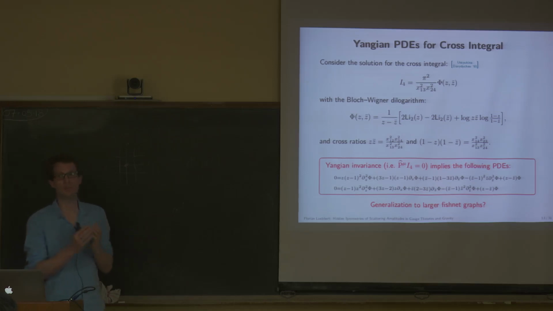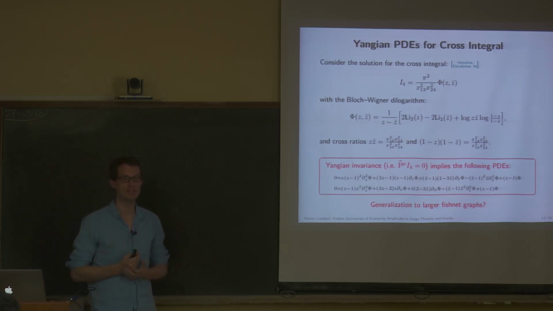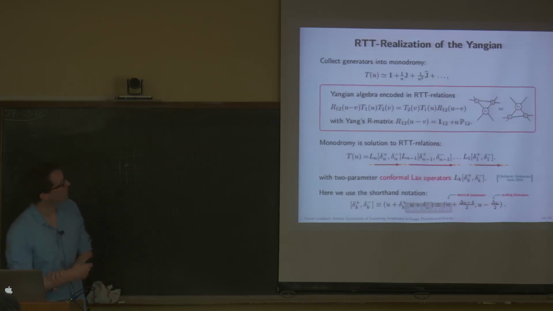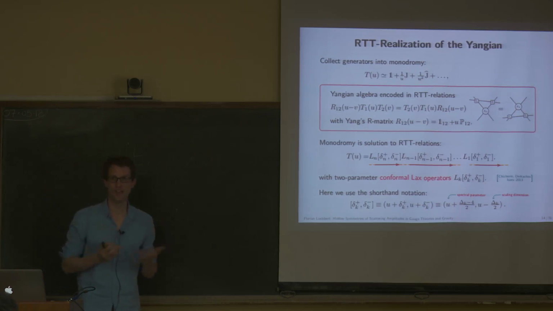It would be much more interesting maybe to have such differential equations on larger fishnet Feynman integrals to which the answer is not known. So a natural question is whether this actually generalizes to larger fishnet graphs. And in order to show this, I need a slightly different formulation of the Yangian, the so-called RTT realization.